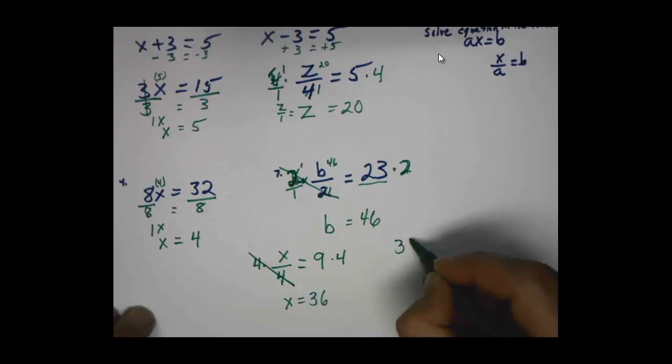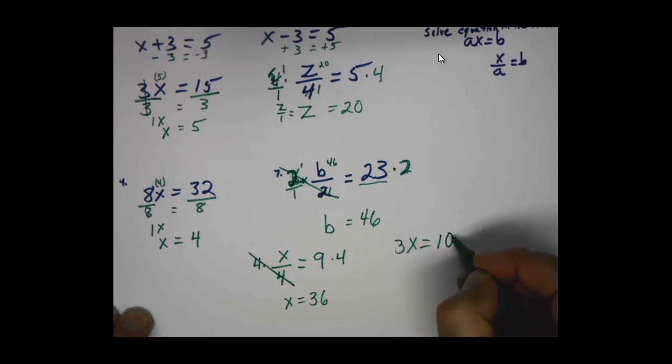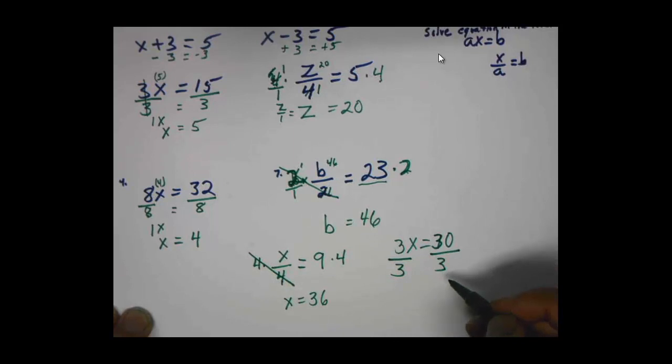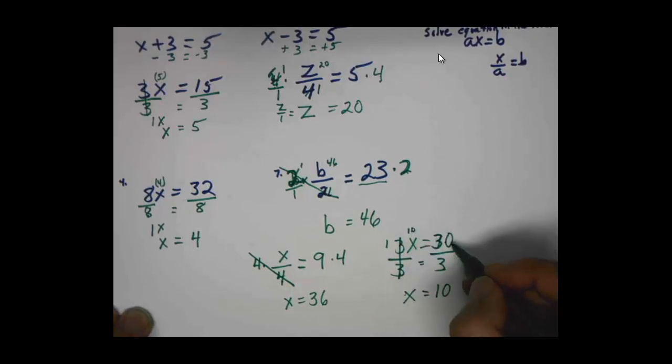And if I had 3x equals 10, actually I don't want to do that. Let's make it 30. And if we're going to divide by the number in front of the variable, we're going to divide by 3. We're going to do that to both sides of the balanced equation. How many 3's in 3? 1. So I'm left with the 1x, or just x. 3's in 30, 10. Do a quick check. 3 times 10 is 30. We're all set. Good luck with the homework.